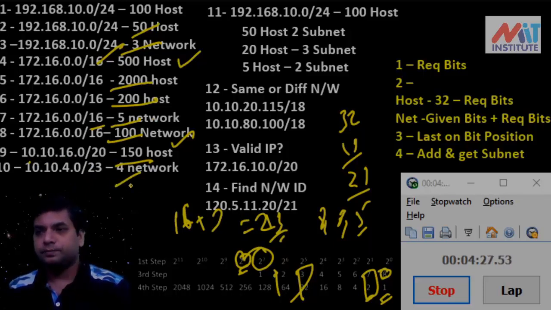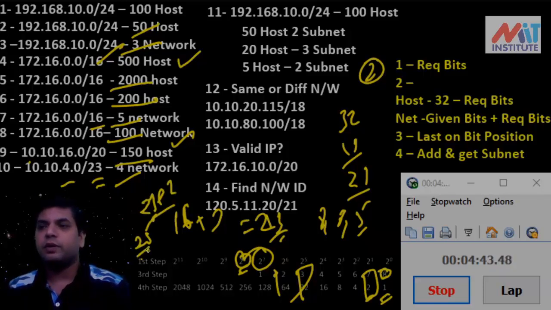And for 4 networks, 10.10.4.0 and 23. So for 4 networks we need 2 bits, so 23 plus 2 will give us 25, and at 25 our last on bit will be on the 1st position in the 4th octet, so we will add 128. So 10.10.4.0, 10.10.4.128, 10.10.5.0 like this.